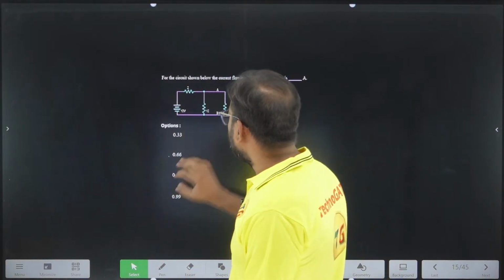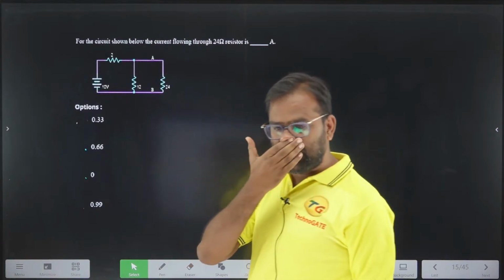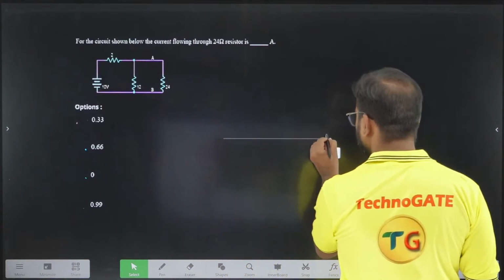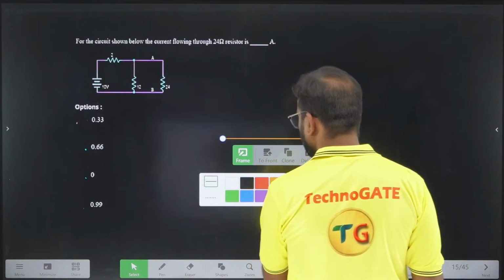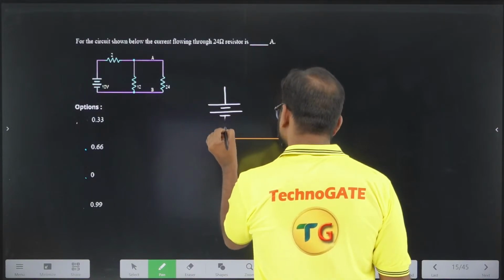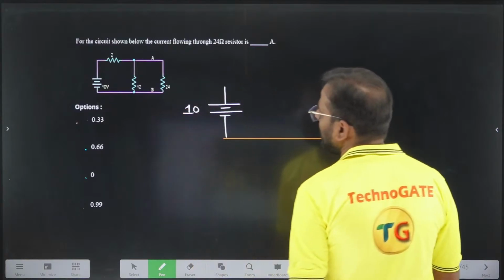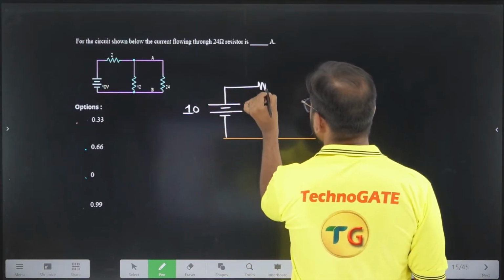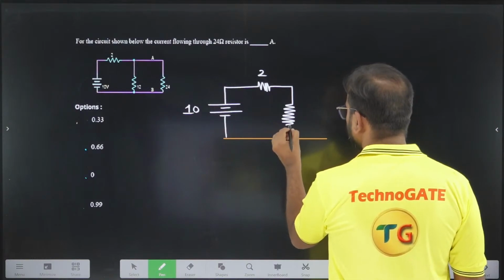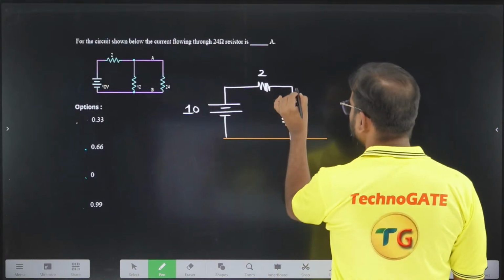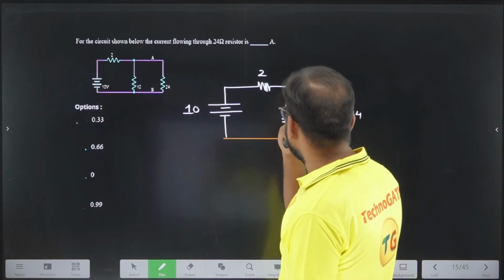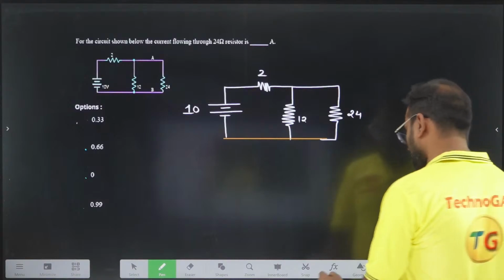Okay, one question is based on basic KVL and KCL. Let me redraw this network and analyze what it says. A 10 volt battery is there. Then we have a 2 ohm resistance, then a 12 ohm resistance, then a 24 ohm resistance. The question is asking for the current through the 24 ohm resistance.